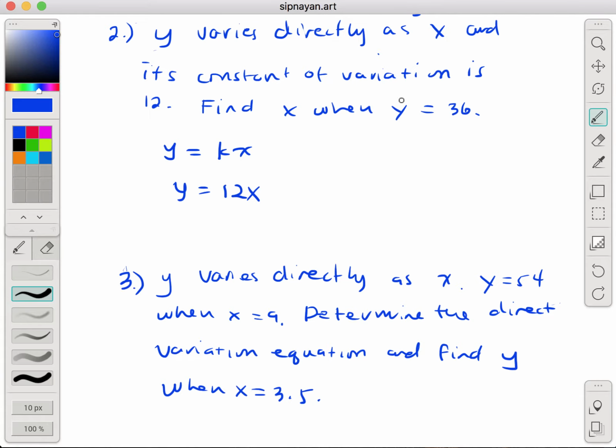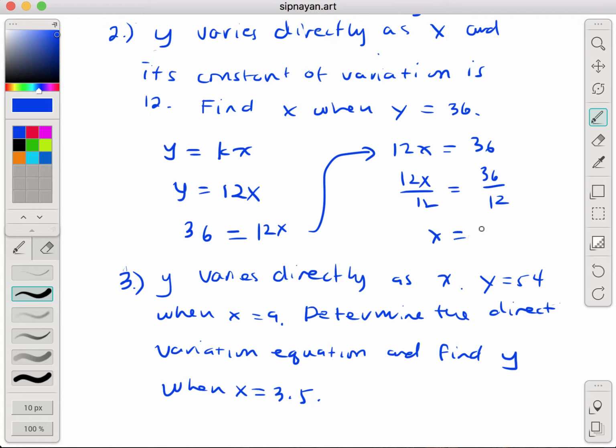So, substitute lang natin. 36 yung y. We find the value of x. Y is 36. So, substitute lang natin. We have 12x. Meaning, 12x equals 36. Divide both sides by 12. x over 12 equals 36 over 12. Cancel yan, magiging x na lang natitira dito, and 36 over 12 is 3.